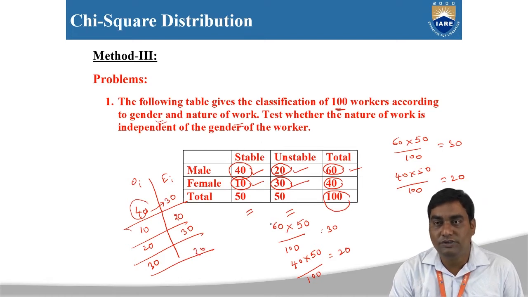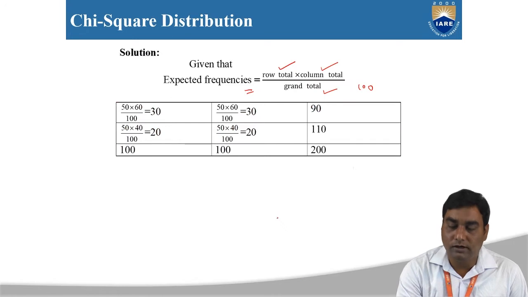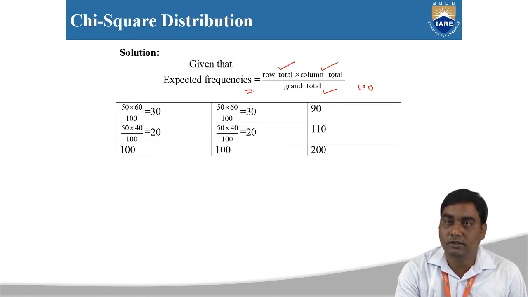Like this, we should find the expected frequency corresponding to the observed frequencies by using the formula: corresponding row total into corresponding column total by grand total. Those values we have written: 30, 30, 20, 20. These are the total values; we don't bother about the total values.